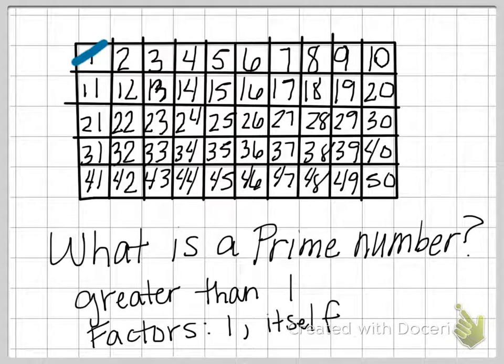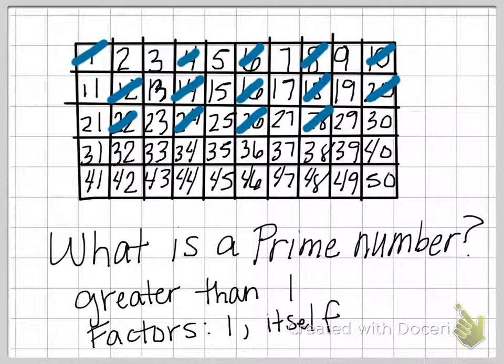Then we're going to look at 2. The only factors of 2 are 1 times 2, so 2 is prime. We're going to cross out all of the multiples of 2, however, because they would then have 2 as a factor and couldn't follow our rule. So 4 can't be prime, 6, 8, 10, 12, and you should be noticing a pattern. All the multiples of 2 should be all your even numbers. 14, 16, 18, 20, 22, 24, 26, 28, 30, 32, 34, 36, 38, 40, 42, 44, 46, 48, 50.